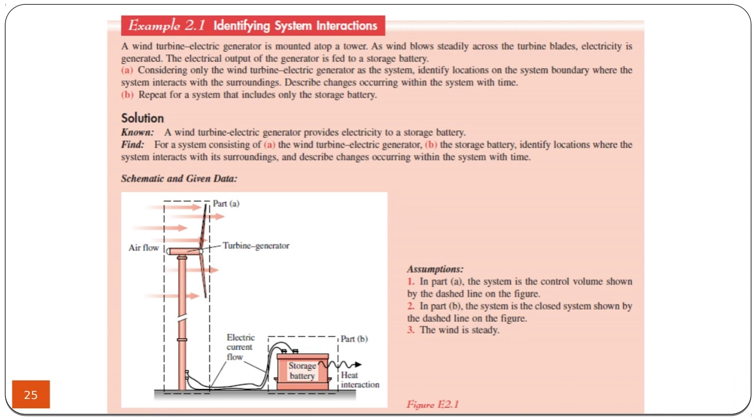On the other hand, this battery is another system, but it's not an open system. It's not a control volume. Why? Because there is only energy crossing the boundary, electrical energy crosses the boundary. Maybe it's losing some heat. It may be warmer than the surroundings. Heat energy crosses the boundary, but there is no mass crossing the boundary of the system. So this one is a closed system, whereas this one is an open system. So this example is to distinguish between an open system and closed system.